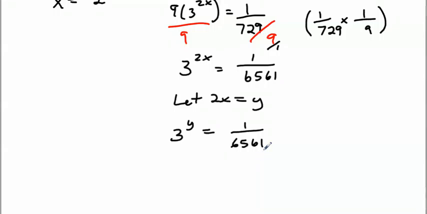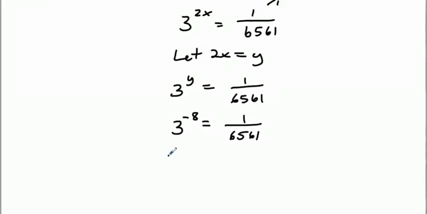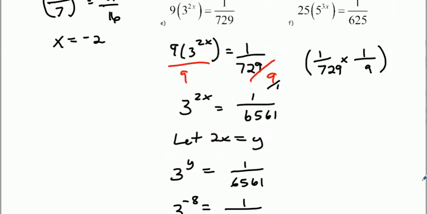So I am going to do my guess and check. I'm going to start with, I don't know, 7. No, it's not big enough, so 3 to the 8th. There, 3 to the 8th. But I know it has to be negative 8 equals 1 over 6,561. So y equals negative 8, but I let y equal 2x. So 2x must be equal to negative 8, and x must be equal to negative 4. Okay? So not that difficult, but again, just a couple things you need to remember.